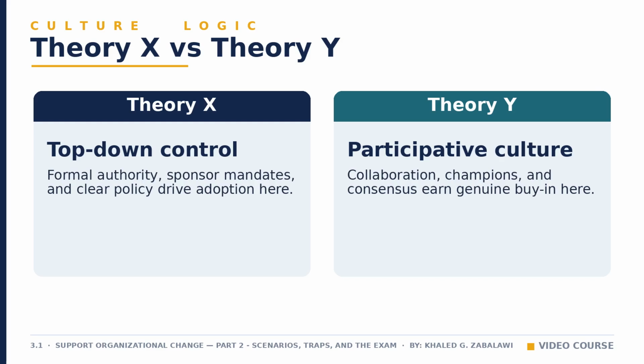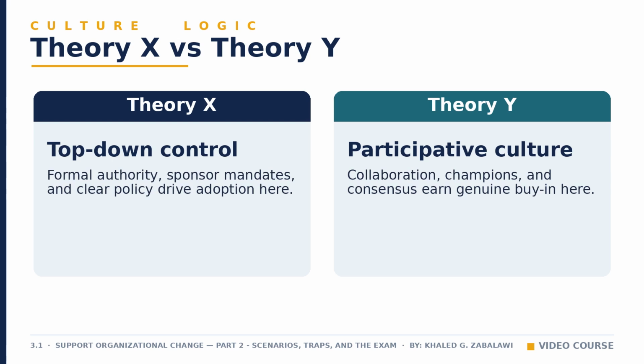McGregor's Theory X and Theory Y give you a fast way to diagnose an organization's default management style, and the exam expects you to match your tactics to it, rather than using one approach everywhere. In a Theory X top-down culture, people expect direction from above. Here, formal authority, a visible sponsor announcement, and clear written policy actually reduce anxiety, because ambiguity is what that culture fears most. In a Theory Y participative culture, the same top-down mandate breeds resentment.